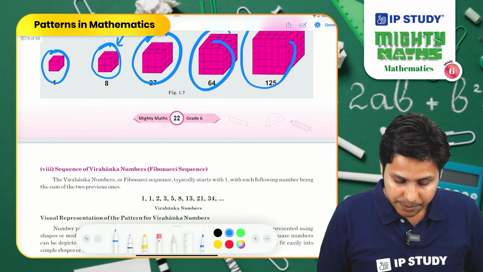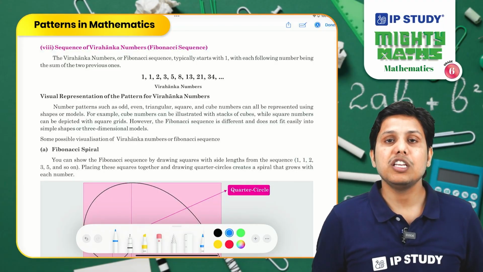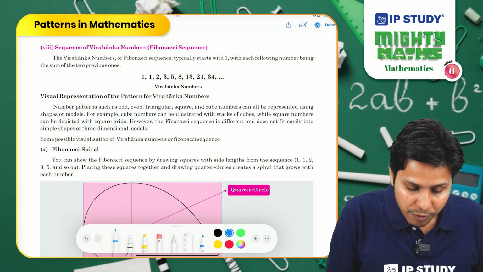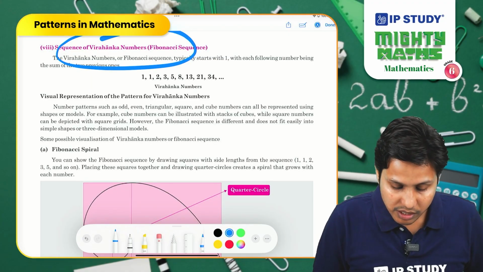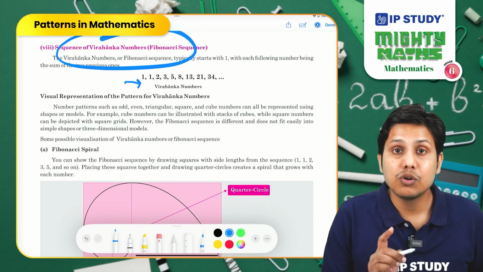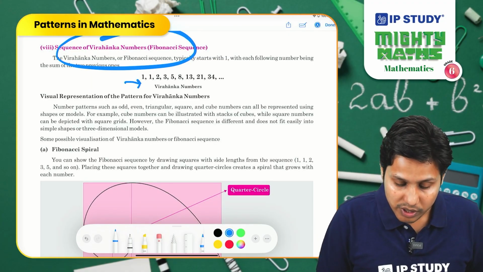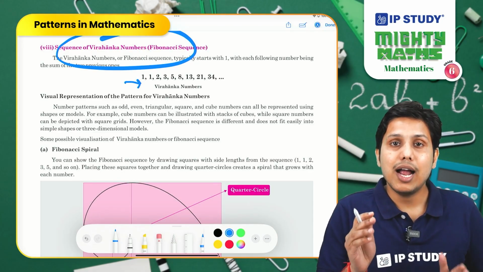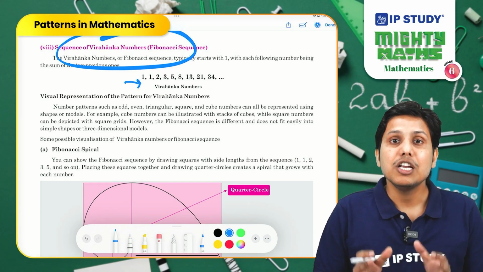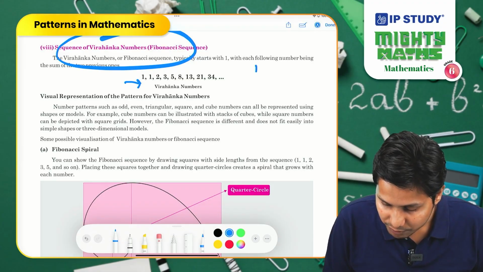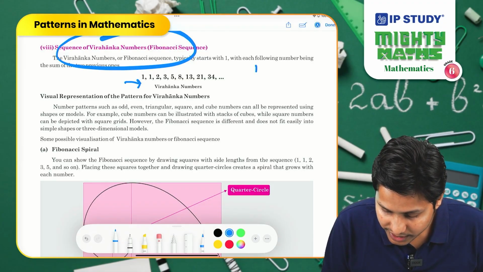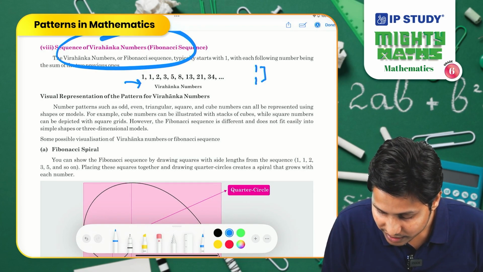Okay. So the next number sequence is the sequence of Virahanka numbers or Fibonacci sequence. In this sequence, the numbers follow a rule. And what is the rule? The rule is we have to add 2 numbers to get the next member. The first member is 1. Then 1 has nothing previous to it, so 1 will come again. Then we can add these 2, which will give us 2.